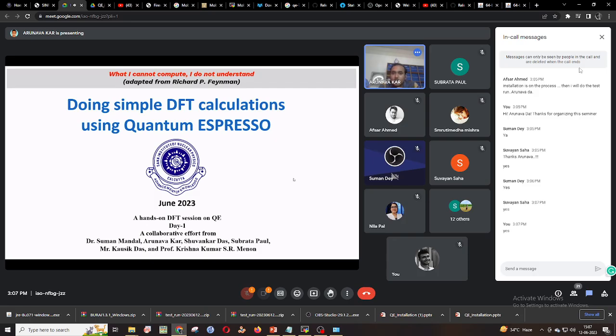For today's session, these calculations are very easy. So we need to focus on the calculations. What are the input files? What are the output files? How we can run this, and what information we can collect from the output files. This is a collaborative effort from Dr. Shumon Mondal, myself, Subhankar, Subroto, and Kaushikda from the computer section, and Professor Krishna Kumar Eshar Menon.